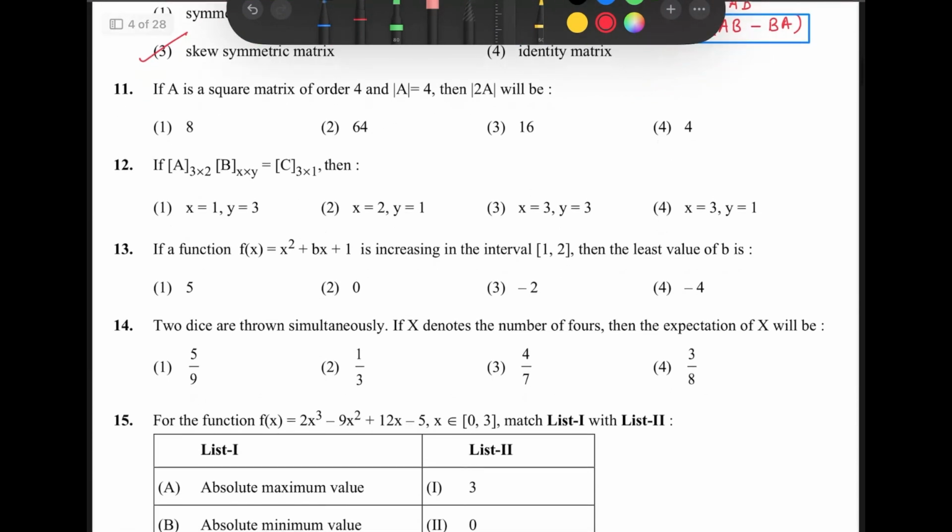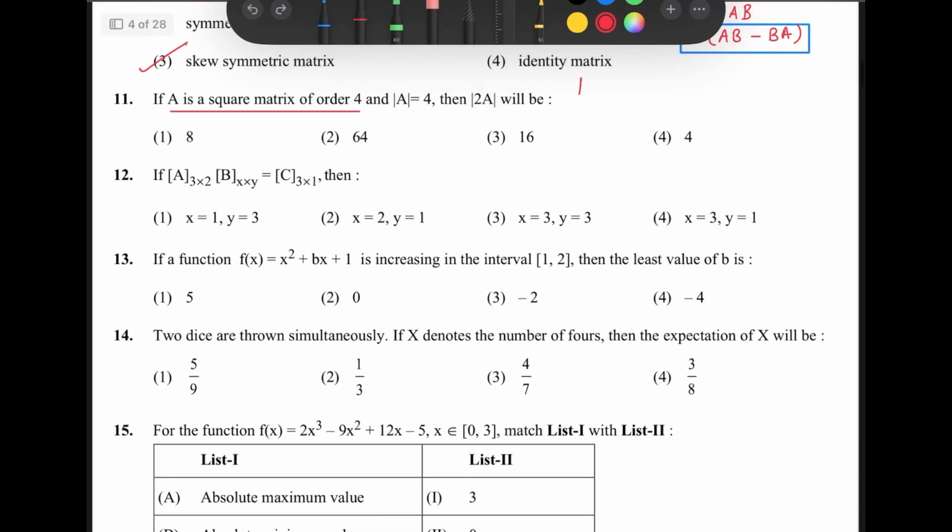A is a matrix of order 4, that means A is a matrix of order 4 by 4. Determinant of A is given, so we need determinant of 2A. How do we find determinant of 2A? We need the property here, right? What is determinant of K times A? It's K to the power N times determinant of A. What is N here? N is the order of the matrix. N equals 4, so I'm getting 16 times determinant of A. And what is determinant of A? It is 4. So if I plug in determinant of A as 4, 16 into 4 is 64. Option B is the correct answer for this question.